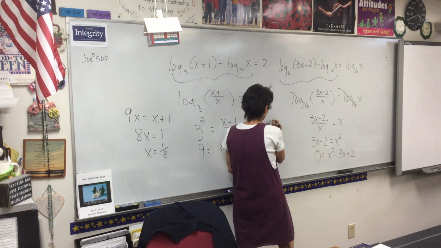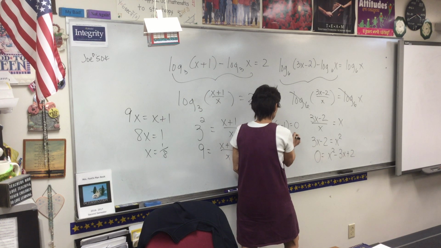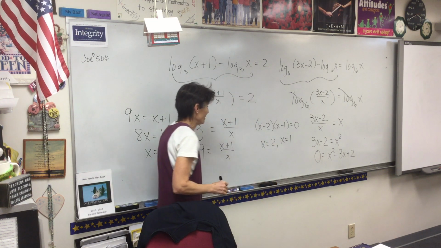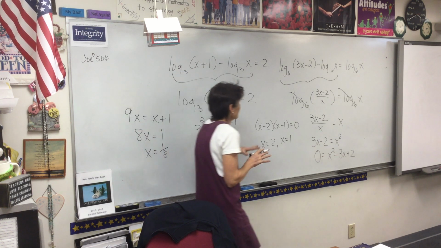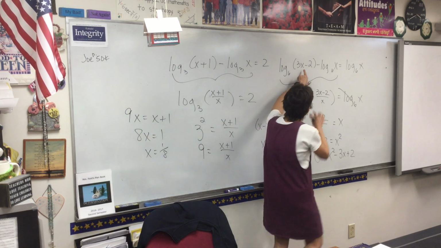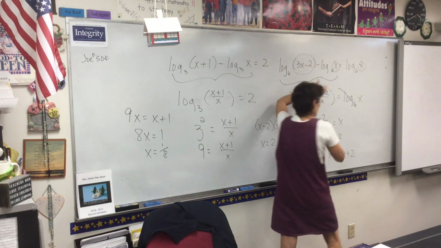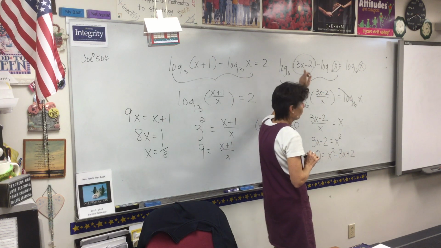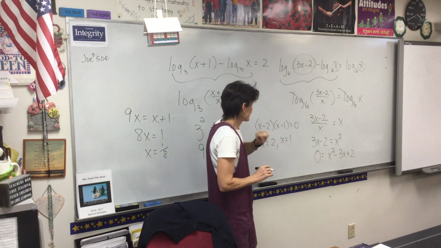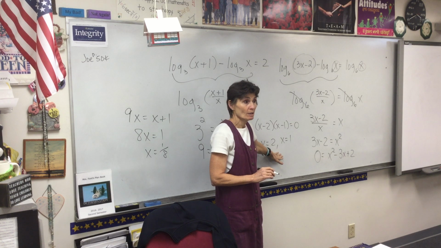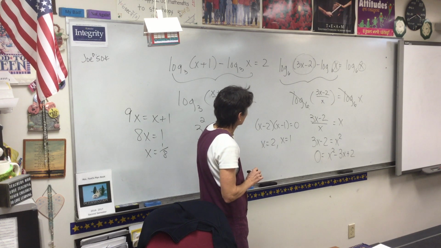x minus 2, x minus 1. So x equals 2, x equals 1, and Jalen says we need to check for extraneous roots. If we put a 2 in here, here, or here, will any of these be negative? No. So that's a good answer. What if we put a 1 in here, here, and here? Would any of those be negative? No. So this time, both of our answers are okay.